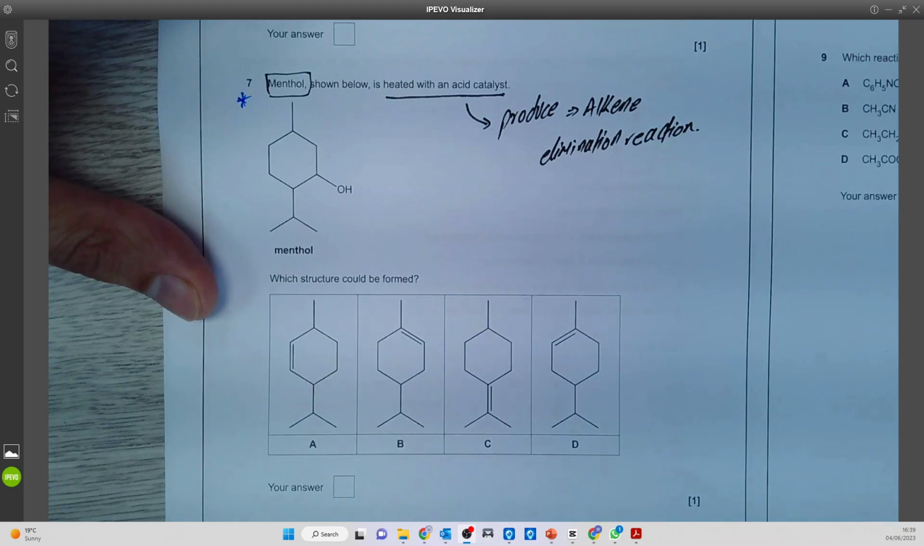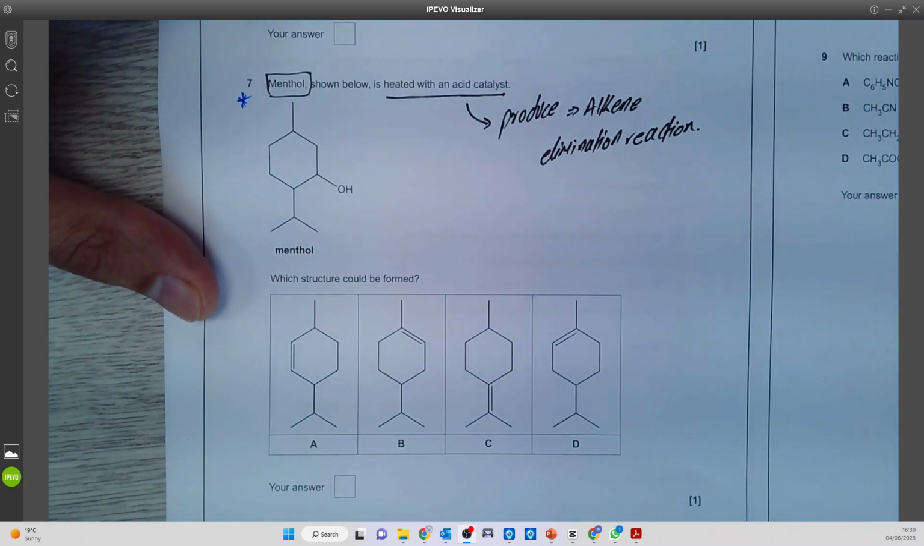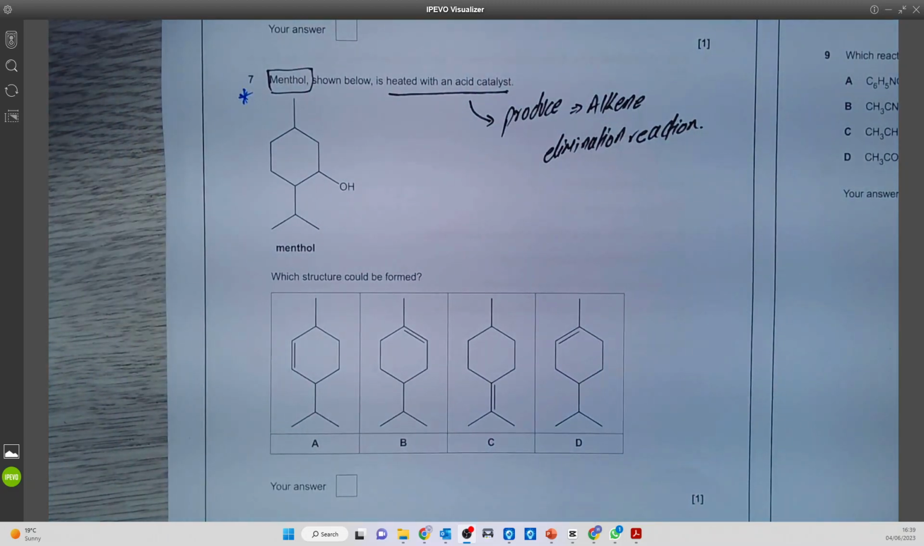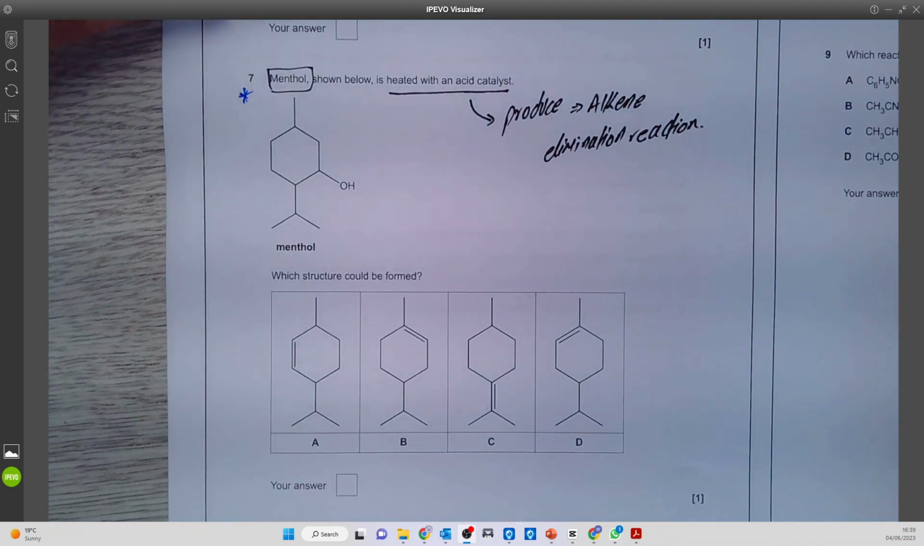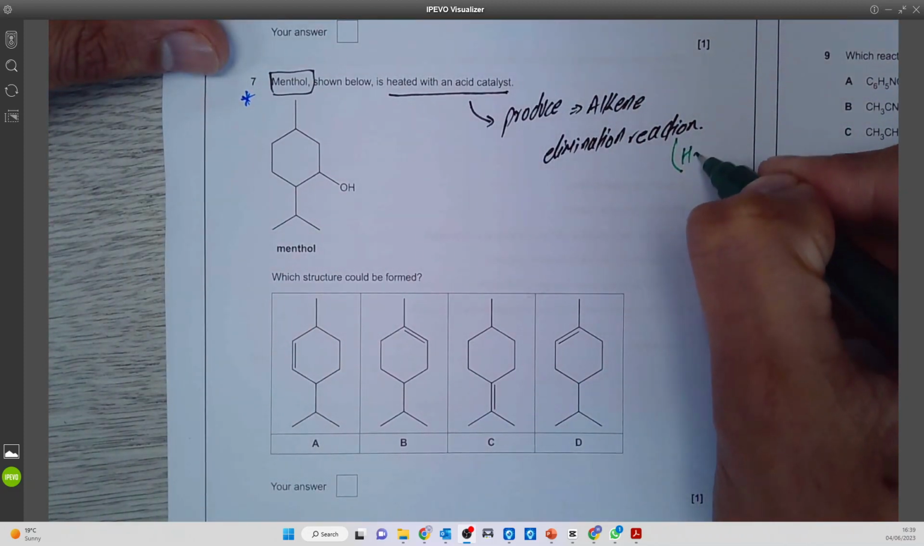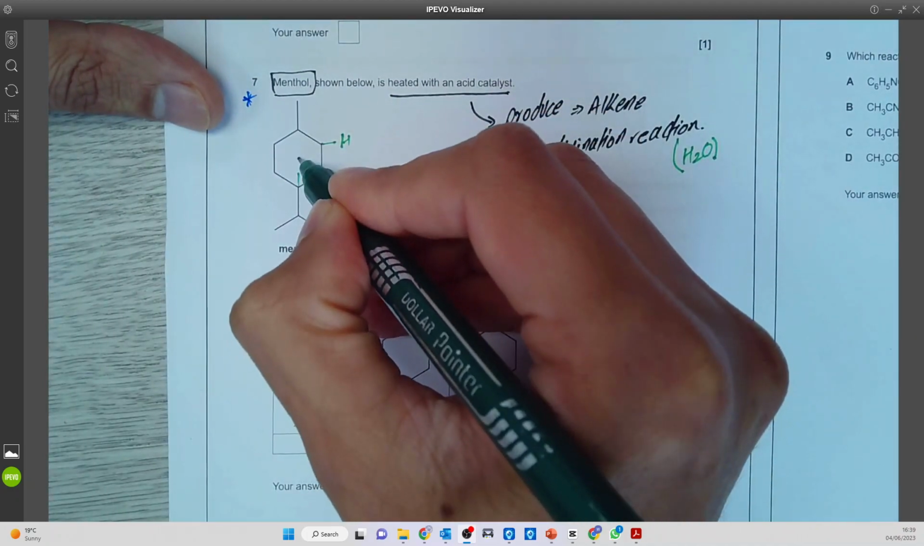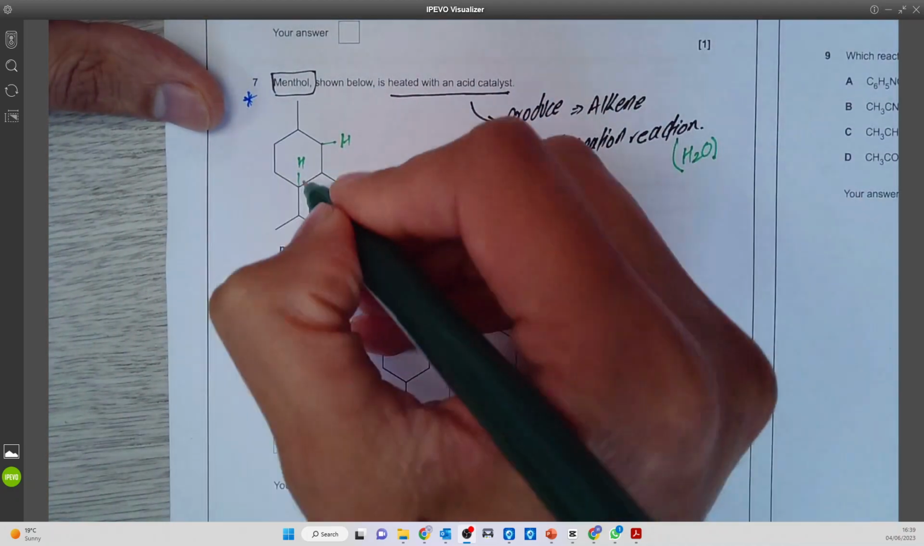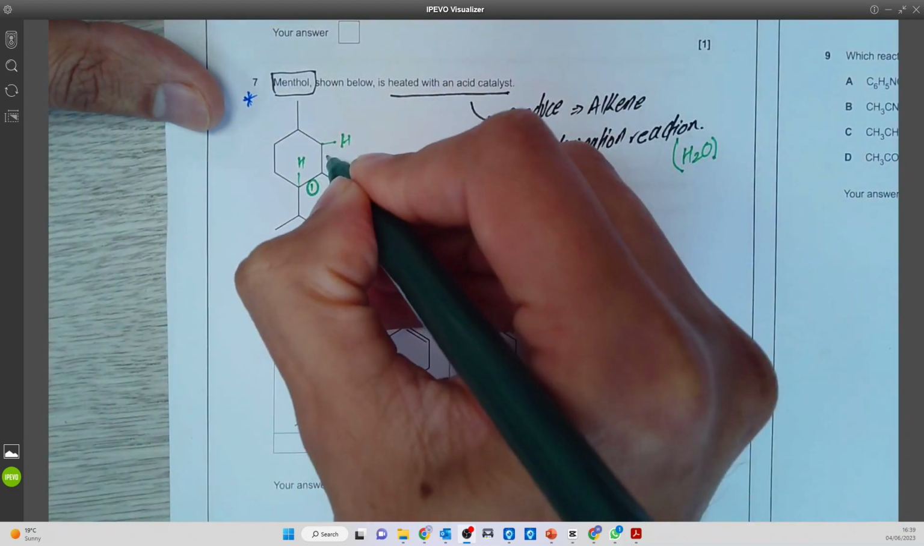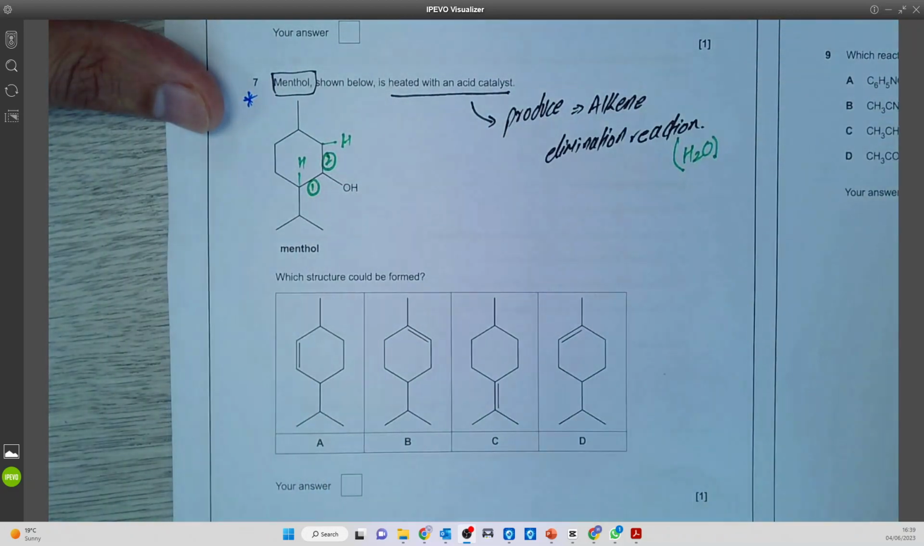Now in this case, there are 2 options available for the elimination of water. H2O will be removed. So there's a hydrogen here, there's a hydrogen here. So there are 2 possibilities. A double bond could form here and a double bond can form here. So these are the 2 possibilities.